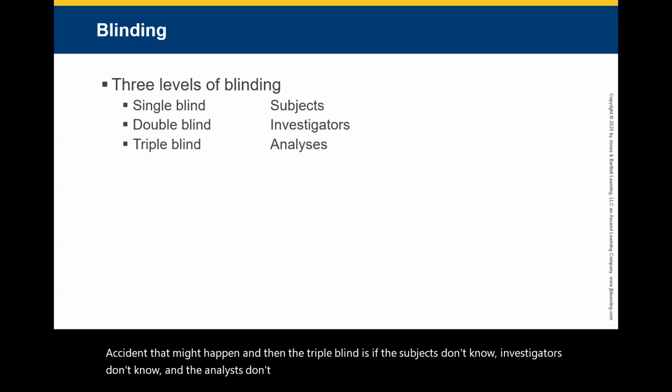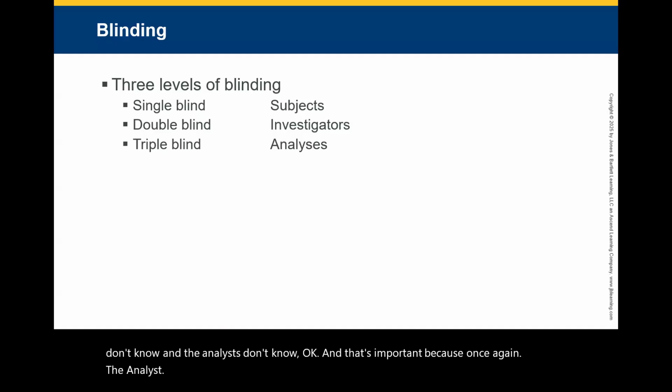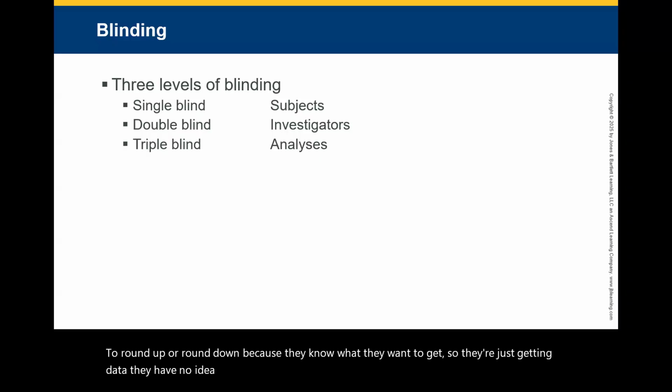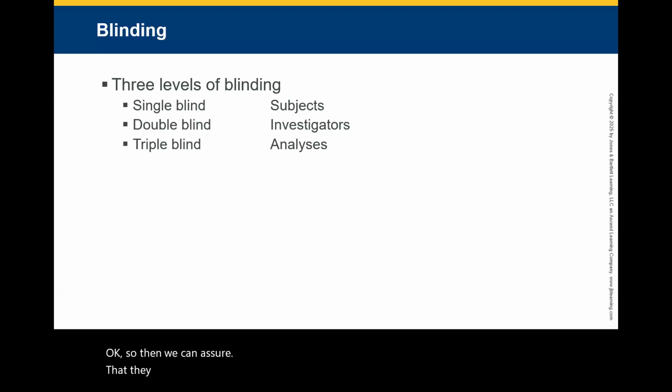Okay. And that's important because once again, the analysts, we don't want them to round up or round down because they know what they want to get. So they're just getting data. They have no idea if the data is coming from the experimental group or the control group. Okay. So then we can assure that they are doing the statistics exactly the same way without any sort of bias.